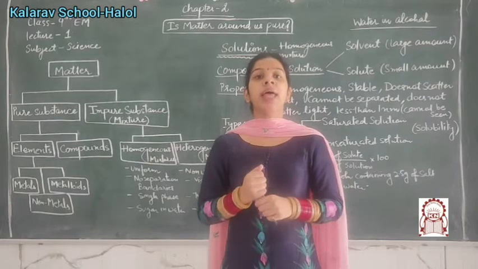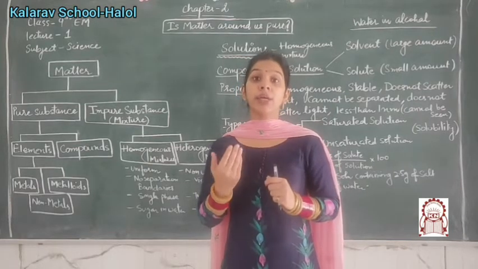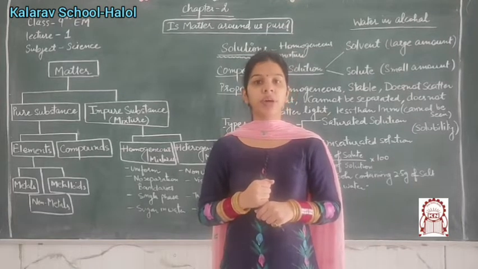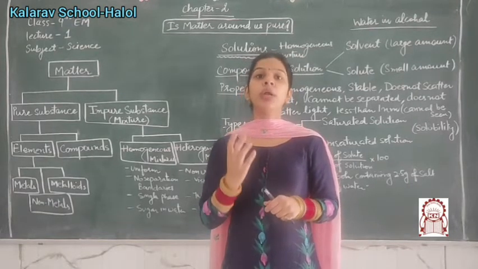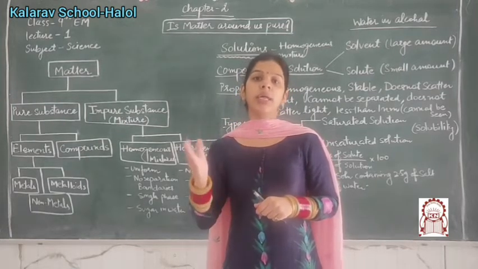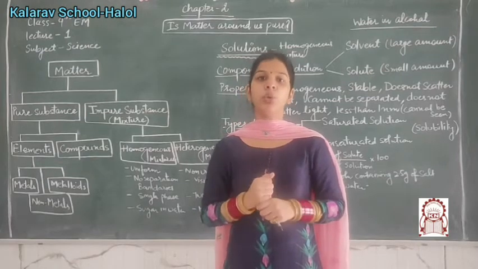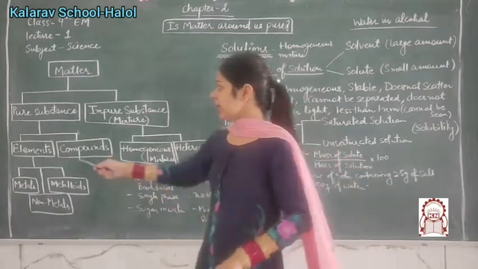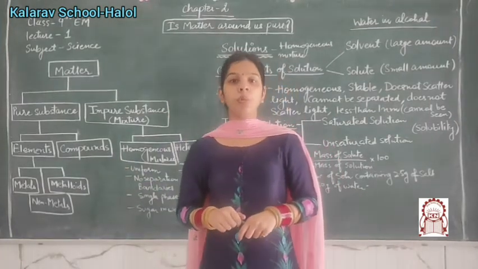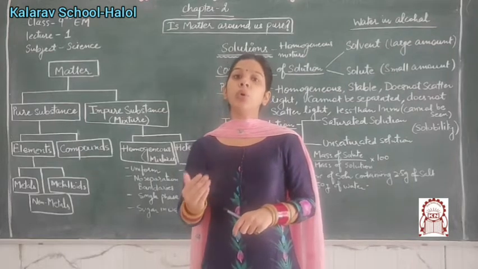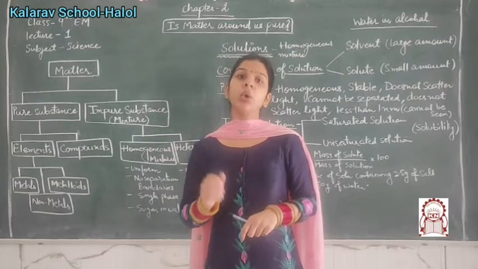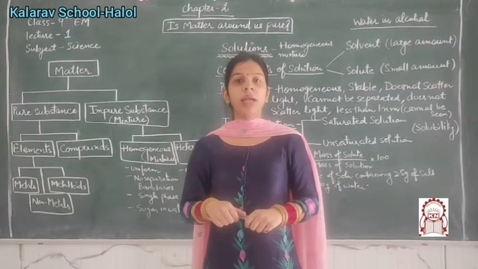For example, the elements we already know, that is hydrogen, helium, iron, sodium, potassium, sulfur. These elements retain their identity and cannot be separated into other substances. And second is compound. Compounds are the substances which are formed by combining two or more atoms, joined together in a simple whole number ratio.